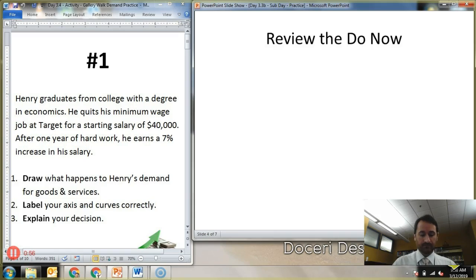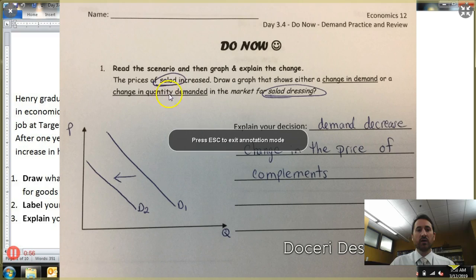Problem number 1 should look something like this. We've got two products, salad and salad dressing. If the price of one goes up, the demand for the other one is going to decrease because they are complements. And so we show that with our demand decrease. Both of our lines are labeled, our axes are labeled, and we explain it by identifying the non-price factor, a change in the price of complements.